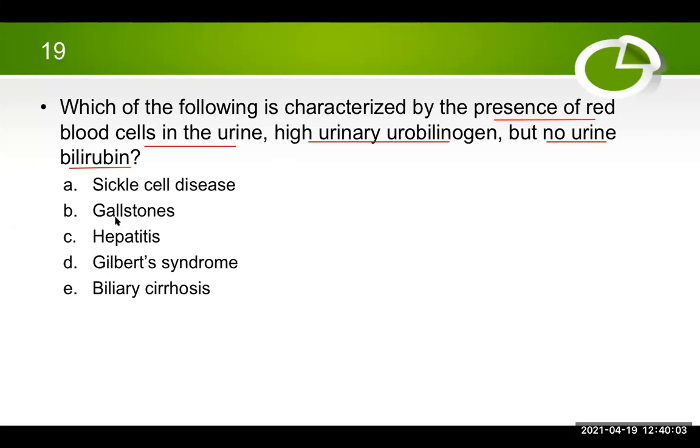Then other things can still be there. Biliary cirrhosis, because there is no real obstruction. Even hepatitis, there is a component of obstruction, but it is not completely blocked. So these things can still be there.